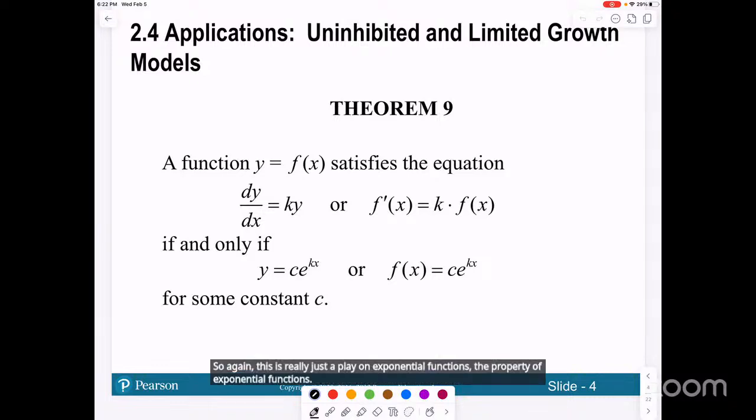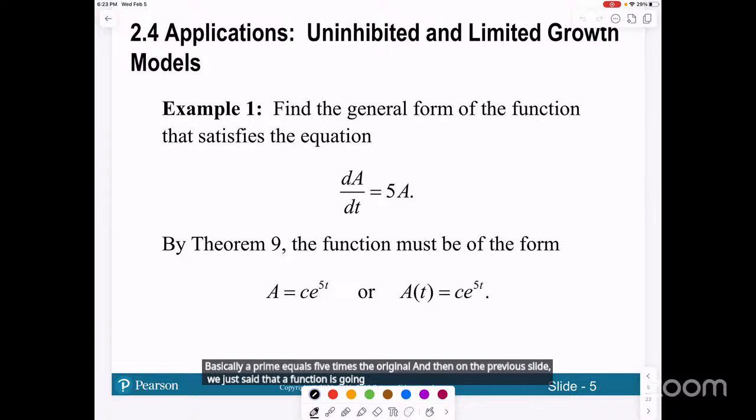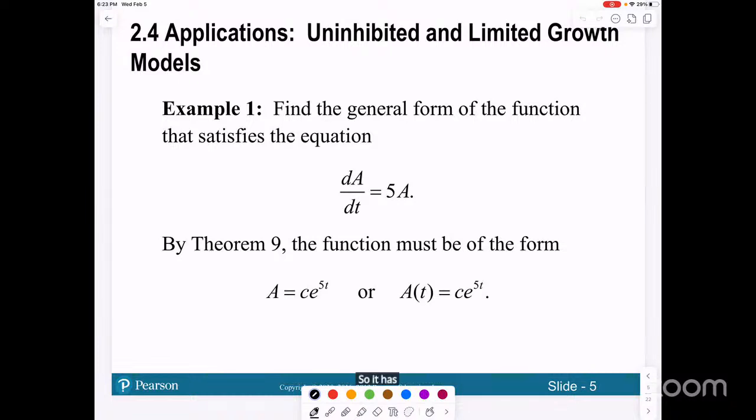Okay, so let's see how we do here. Find the general form of the function that satisfies this equation. Basically, a prime equals 5 times the original. On the previous slide, we said that if a function satisfies this, then it has to be an exponential function of the form at the bottom. So it has to take on the form a equals c times e to the power of 5t. Is that it? That's basically just a direct application of the formula.